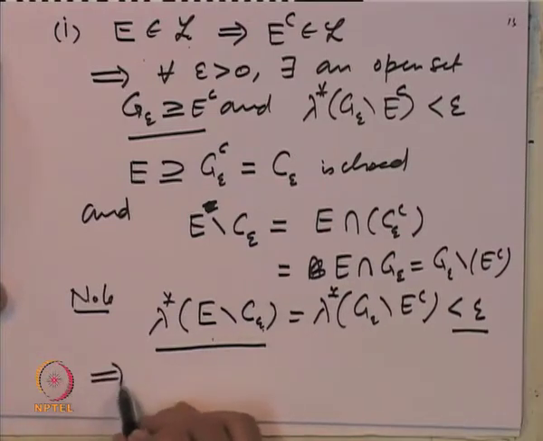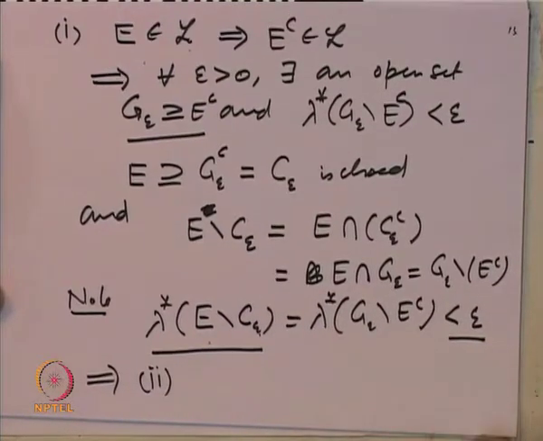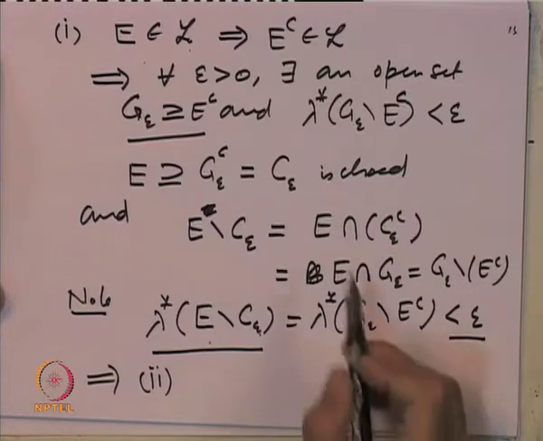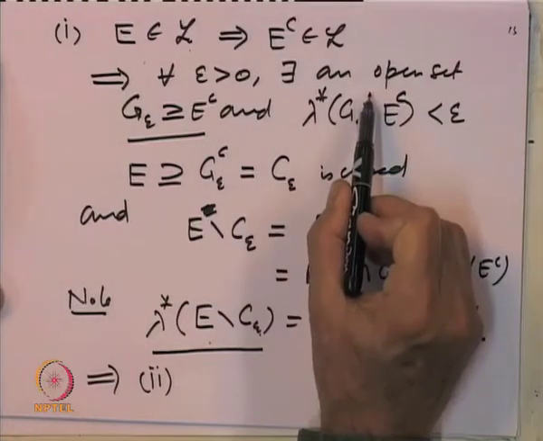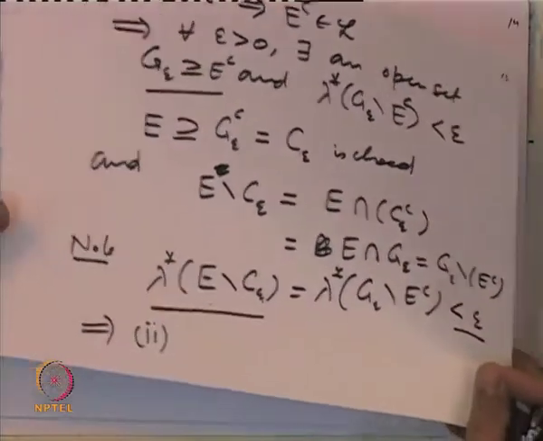So, 2 holds. So, 1 implies 2 we have proved, and here we have just used the fact that a set is open if and only if its complement is closed, and applied the previous criteria. So, 1 implies 2 we have proved.